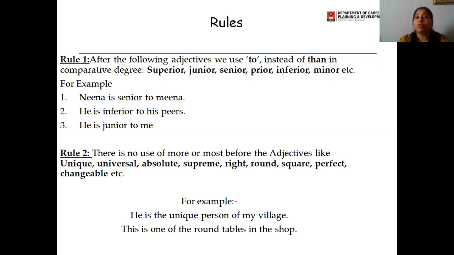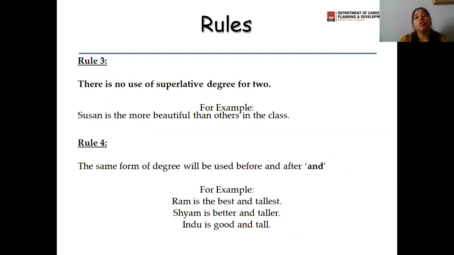So when we are talking about round tables, there are many, and this is one of them. Why are we using the article "the"? Because we are talking about a definite thing, something specific. Next, there is no use of the superlative degree for "to". As I told you, we use comparative degrees for "to". Even when using the superlative degree, we will not use the words "more" or "most" with it. Suzanne is more beautiful than others in the class. So Suzanne is beautiful. She's the most beautiful, right? The superlative degree, if we are talking about the whole class, will be "most beautiful", like beautiful, more beautiful, most beautiful. These are the 3 degrees of comparison.